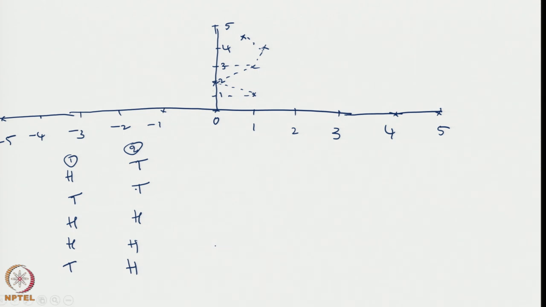In another realization, for example, to begin with, he has got tails, so he will move minus 1, say here. So from 0, he would have moved minus 1, and then again a minus 1, TT. In the third one, it would be head again, so we would have moved to plus 1, and fourth one, head again, so plus 1, and fifth one, head again, would have moved to here.